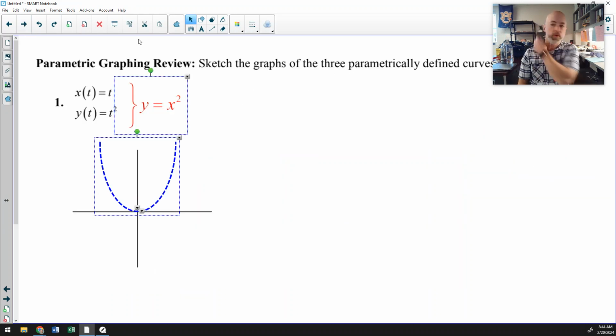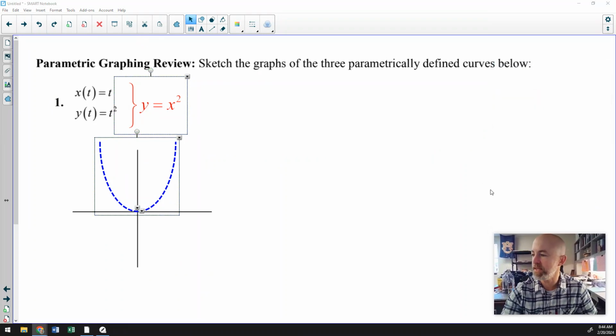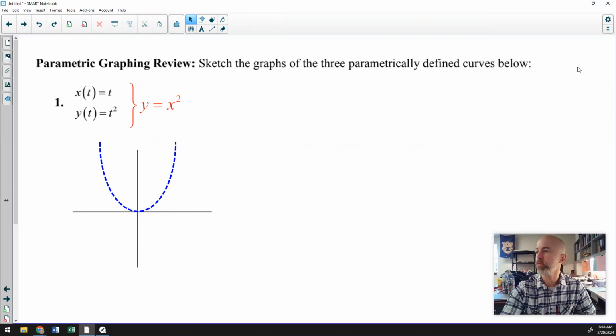So let's really quickly recap some graphing, and I'm going to go over this quickly because this is a review. I have three parametrically defined graphs that we're going to put on paper. We have x equals t, y is t squared. Now you can do something called removing the parameter. If x and t are the same, you substitute x in here, and it turns out that this will follow the path of y equals x squared.